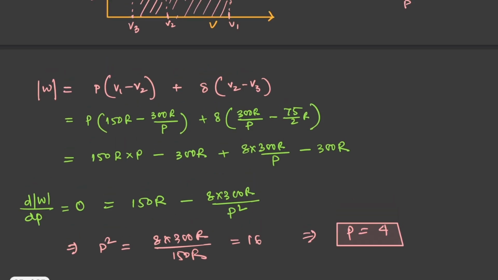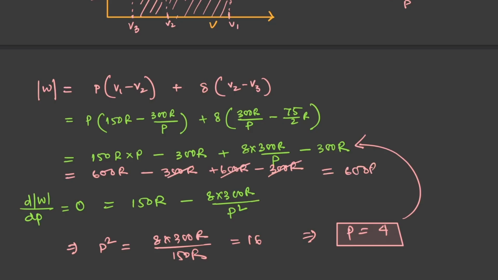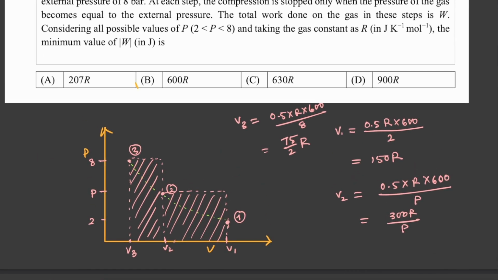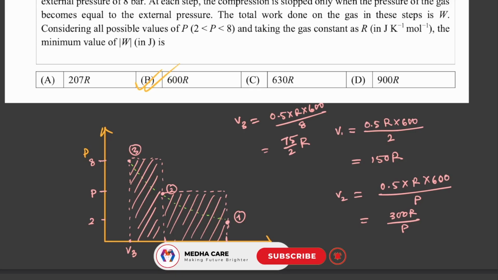Now what we have to do is just put the value here and we will get the answer. If we put the value, P is 4. So this one is 600 R minus 300 R, plus 600 R minus 300 R. The 300 R and 600 R cancel. The answer will be 600 R. I think that option will be there, 600 R. See, this is the option, 600 R is the answer for this question.